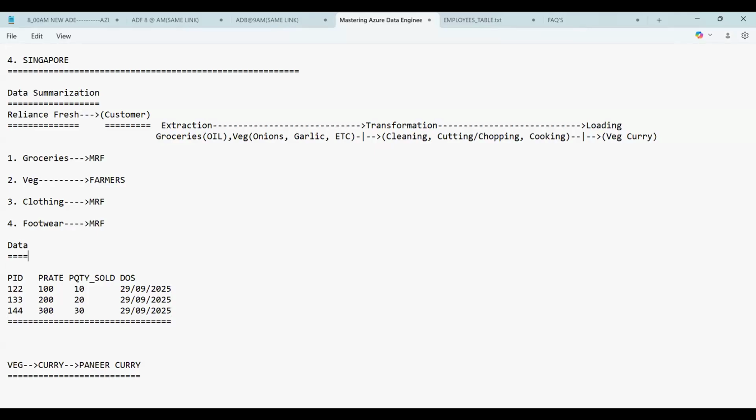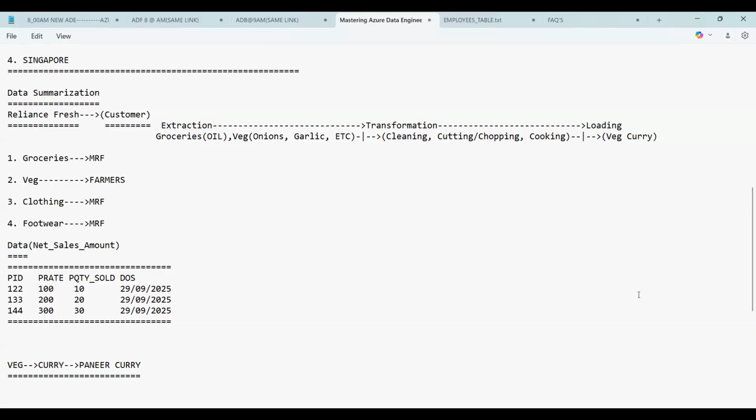And the customer wants us to find out the net sales amount. Why do they want it? To introduce some discount offer if the sales amount has decreased. To increase the sales, the customer, let us say the supermarket authorities, Reliance Fresh or Reliance Smart, wanted to introduce some discount offer. So for that, they wanted to know the net sales amount.